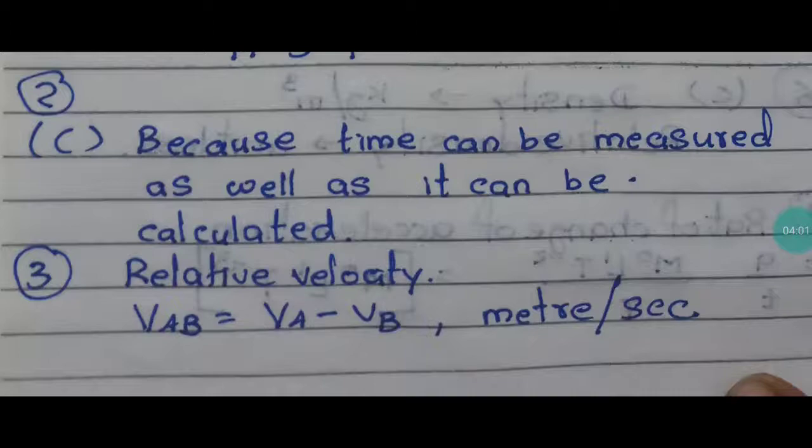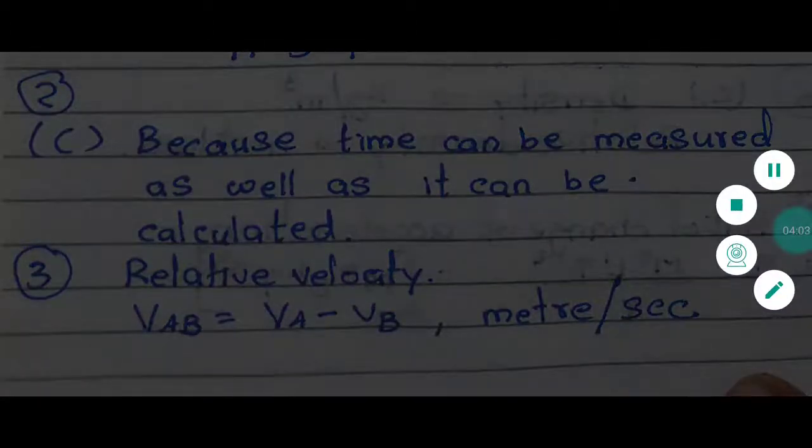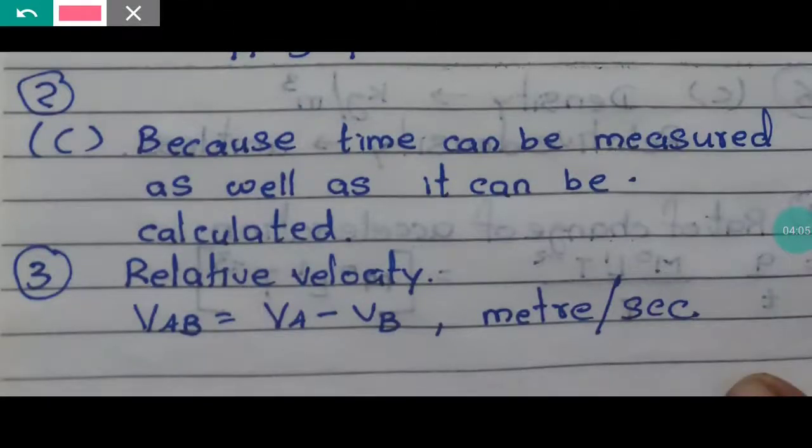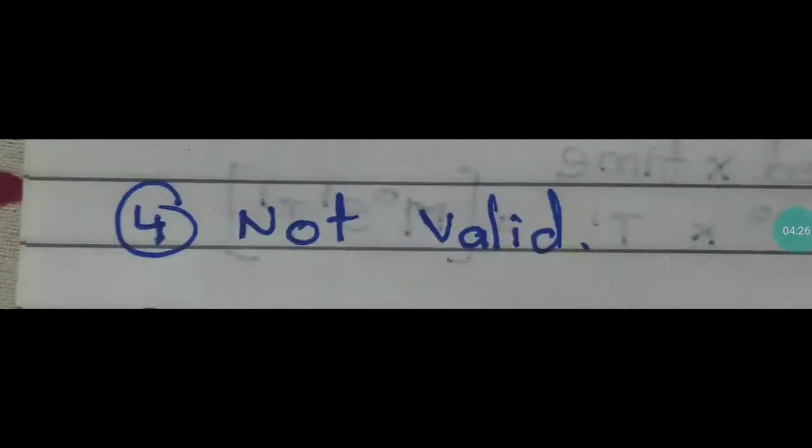But relative velocity is not unitless. What is relative velocity? Relative velocity of object A with B is actual speed of A minus actual speed of B. So when you subtract the unit meter per second minus meter per second, the unit that remains is still meter per second. Okay, so this is not unitless. Relative velocity is not unitless.